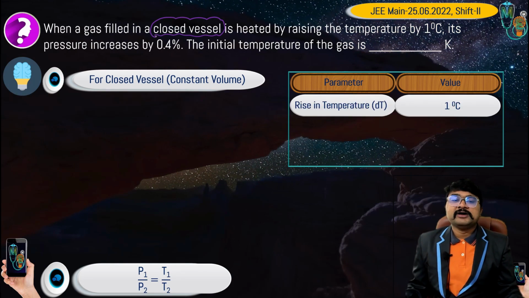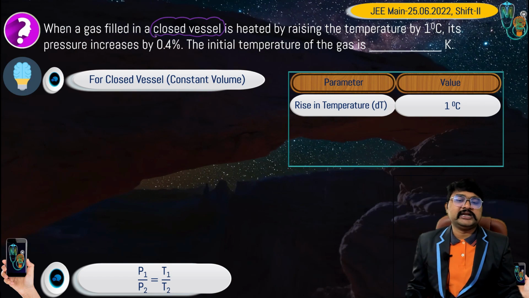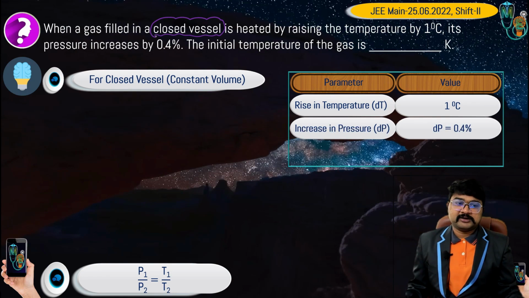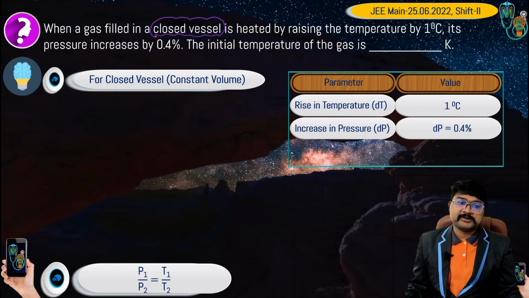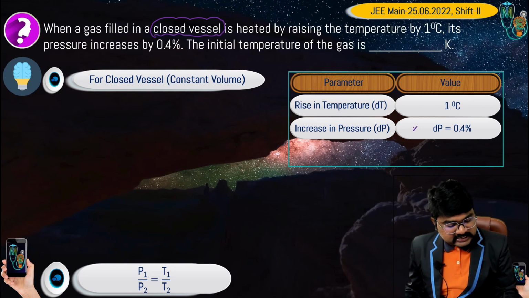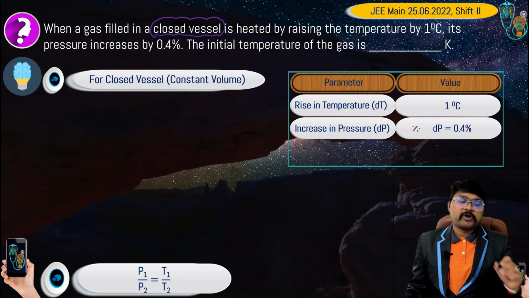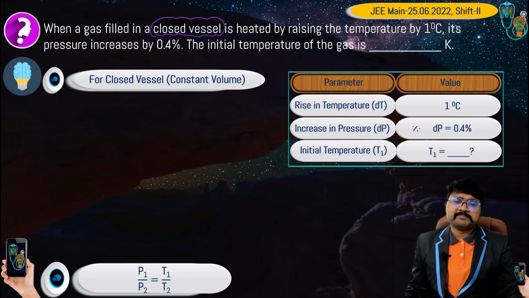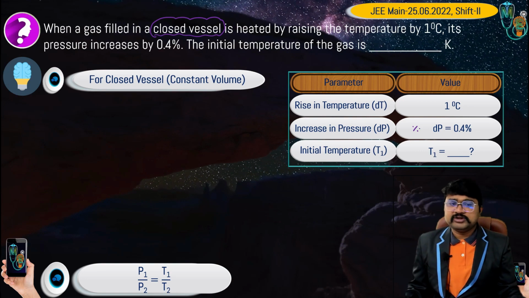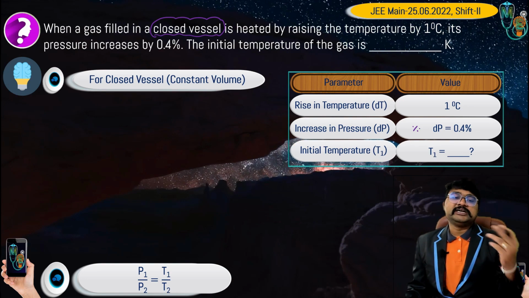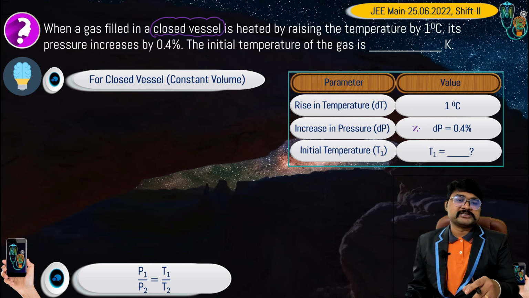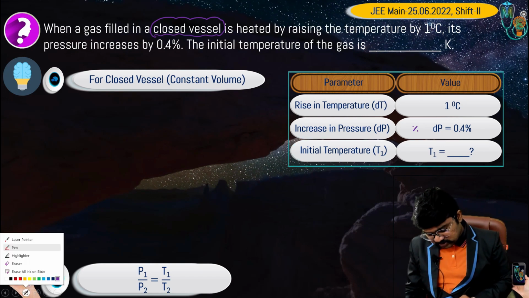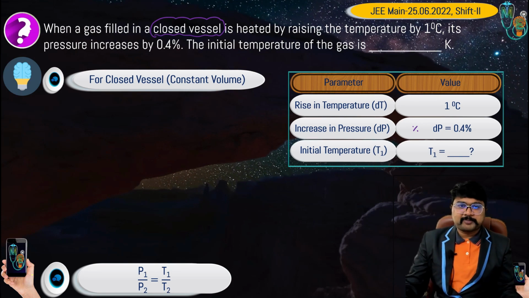What is the given data? Rise in temperature dT equal to 1 degree centigrade. Percentage increase in pressure, dP, is 0.4%. Now the initial temperature we need to calculate. Rise in temperature is given, increase in pressure is given, they are asking the initial temperature. Now we need to write the given data in the proper manner.